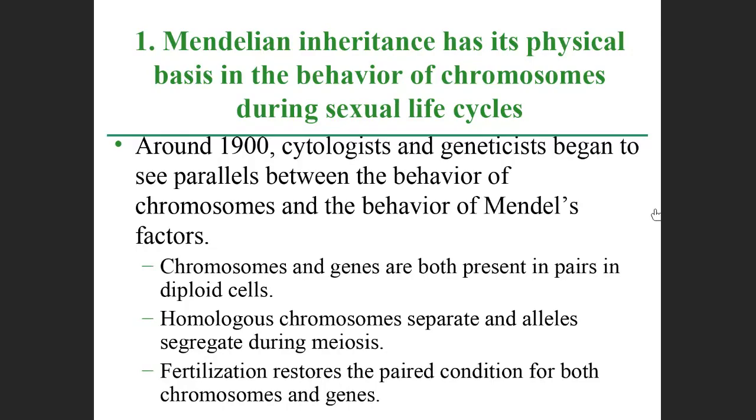And so, of course, we now know that chromosomes and genes are both present in pairs in diploid cells. Remember, half the chromosomes came from the maternal parent, and the other half came from the paternal parent. Homologous chromosomes separate, and the alleles segregate during meiosis. And so the gametes are haploid, right? The eggs and sperm are haploid. And then when fertilization occurs, the diploid state is reconstituted, right? So a haploid egg and a haploid sperm come together, you form a diploid zygote.